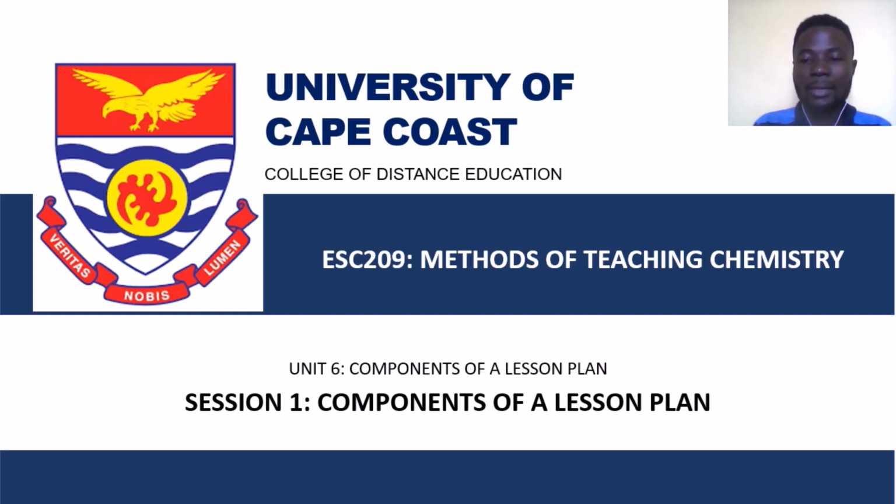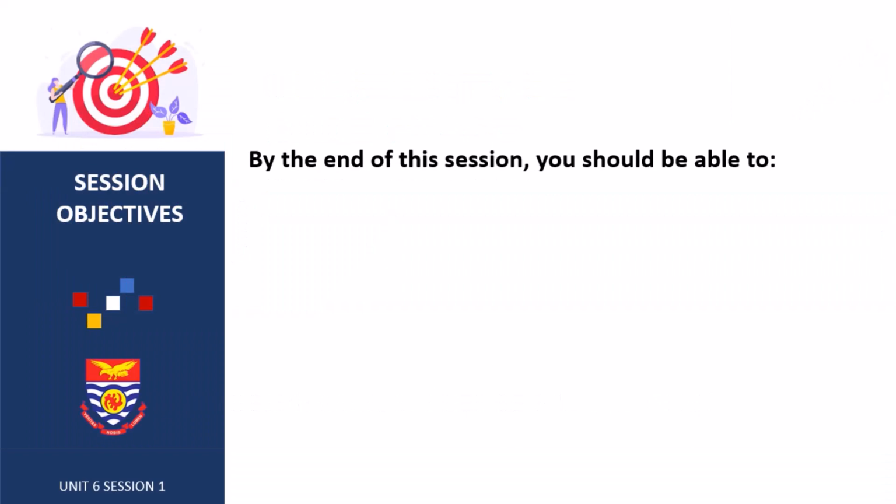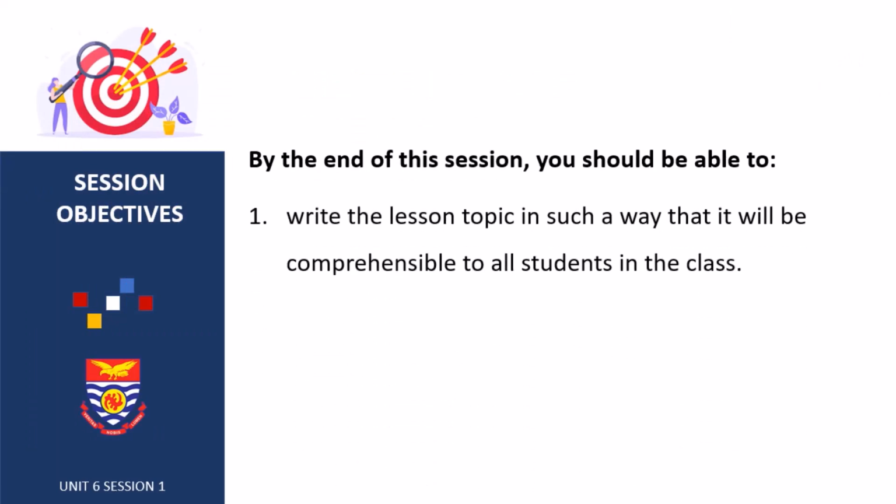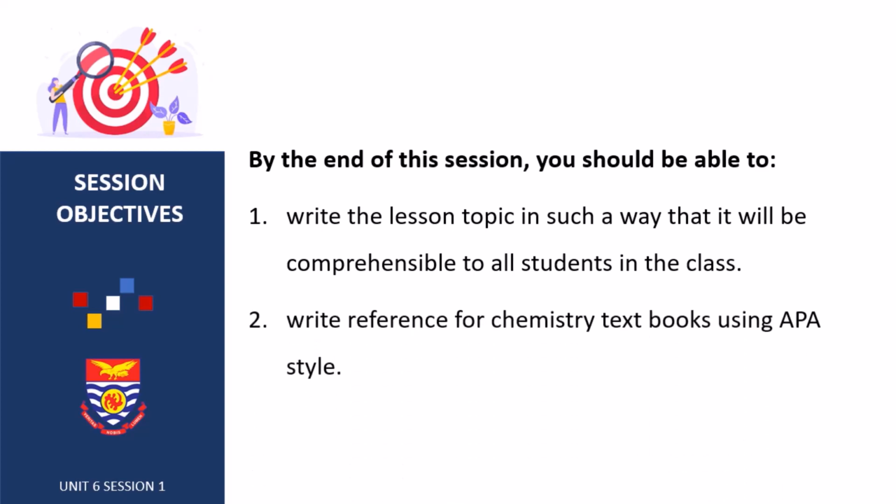Let's proceed to look at the objectives for the session. We are looking at two objectives in this session. One is to be able to write the lesson topic in such a way that it will be comprehensible to all students in the class, and then write reference for chemistry textbooks using APA style.